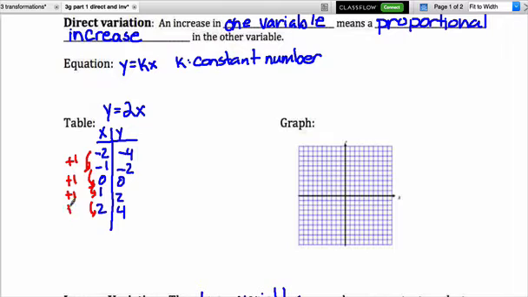Now, proportional doesn't mean it has to go up by the same amount. It just means that every time we go up 1 here, it's going to go up by a certain amount and repeat at the same time. So up 1 here each time. On the right, we're going up by 2 each time.